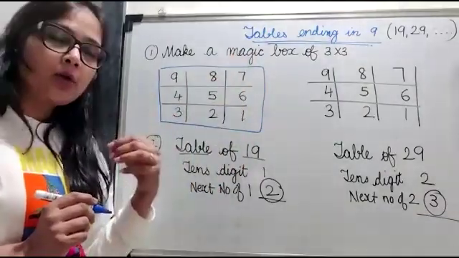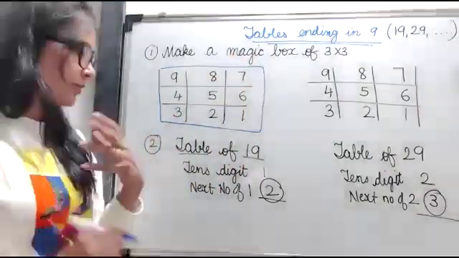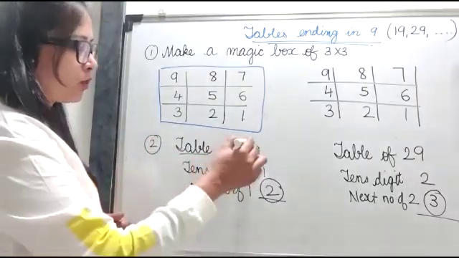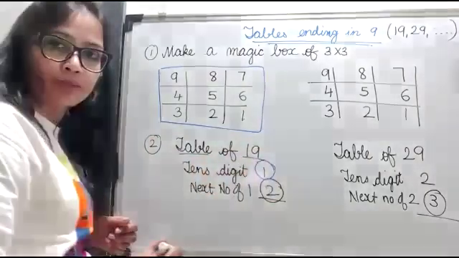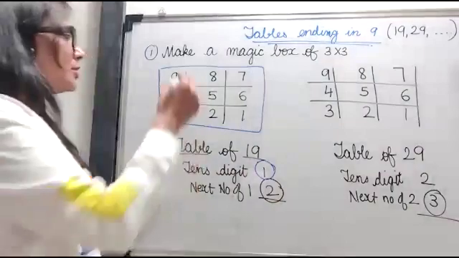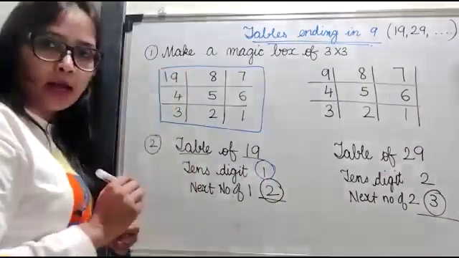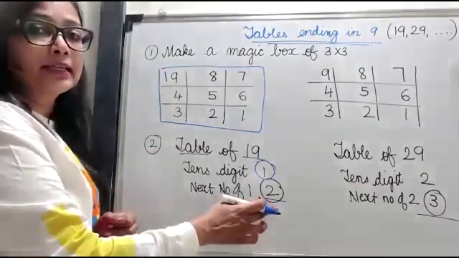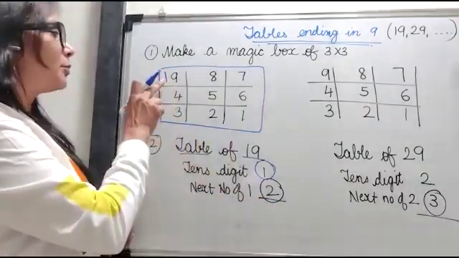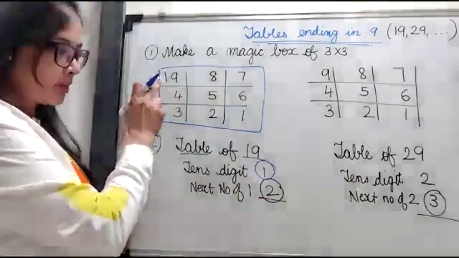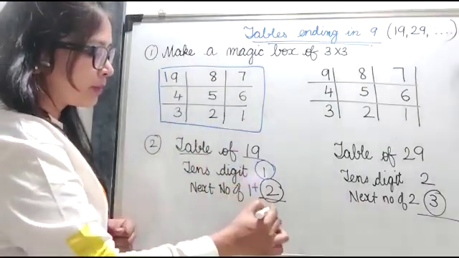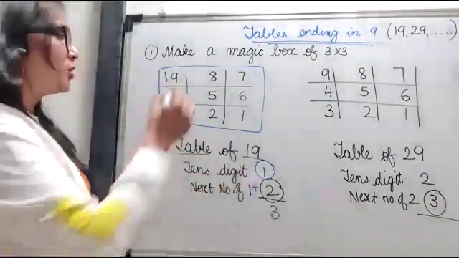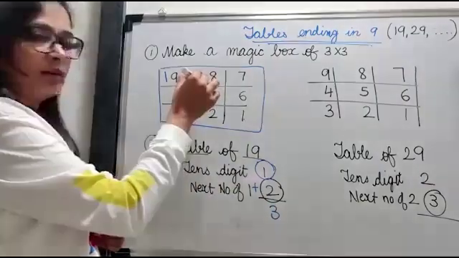Okay. Now I'll be doing the table of 19. So I wrote the table of 19. My tens digit is 1, so I write it first over here: 1. Now the next digit is 2. I add the number 2 to the number I have written here. So simply 1 plus 2 is 3. So my next number is 3.